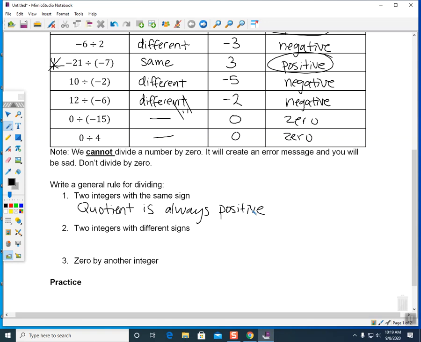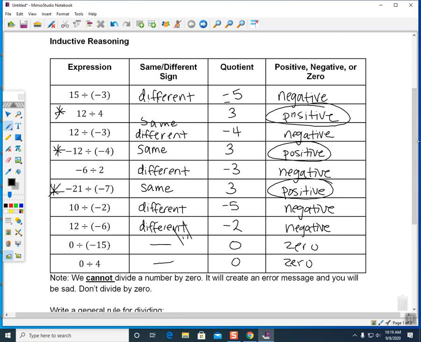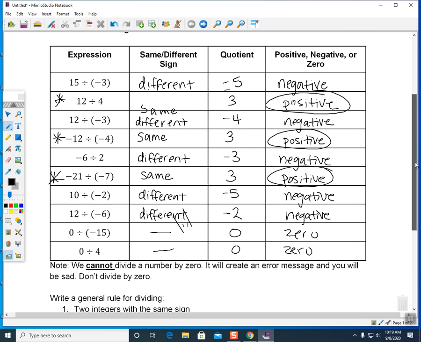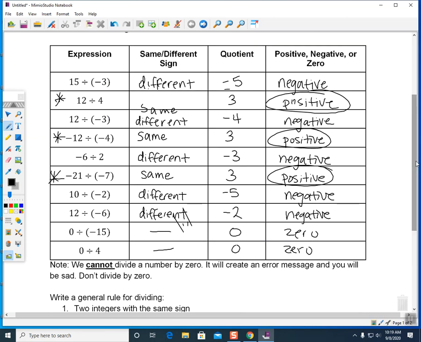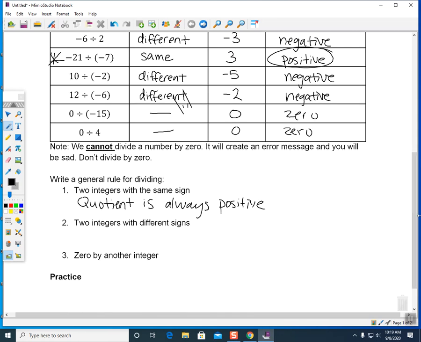Two integers that have different signs, so I'll look at the ones that I didn't circle. All of those say negative, right? So I have different signs. A different sign leads me to a negative. Same thing happens everywhere else. So two integers with different signs, my quotient is always negative.